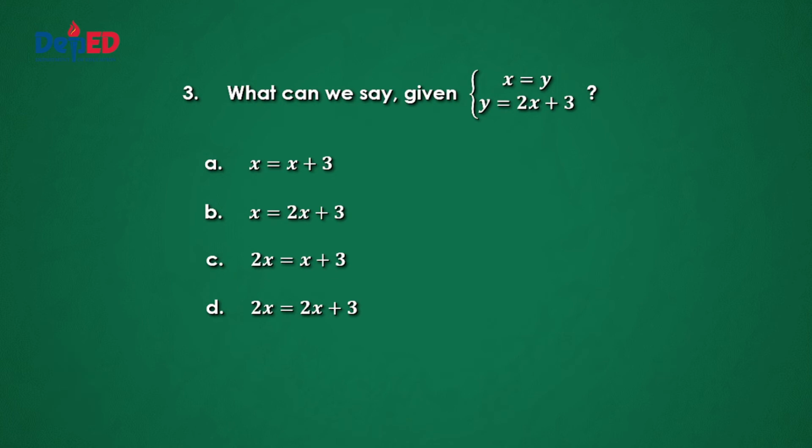To answer this, we simply substitute x for y. So we will have x equals 2x plus 3, which is letter B.